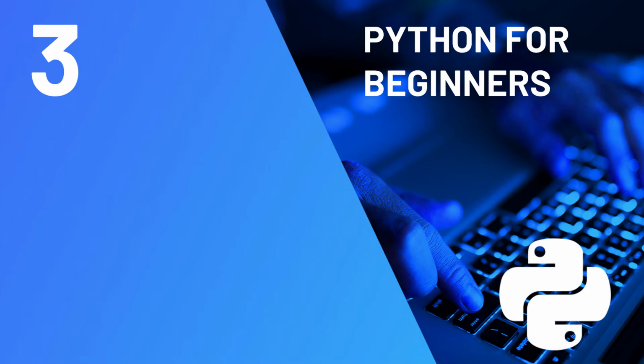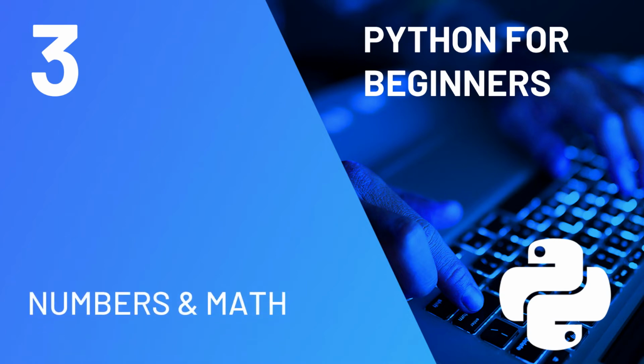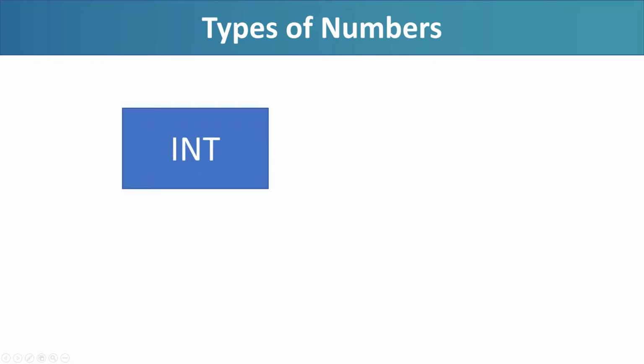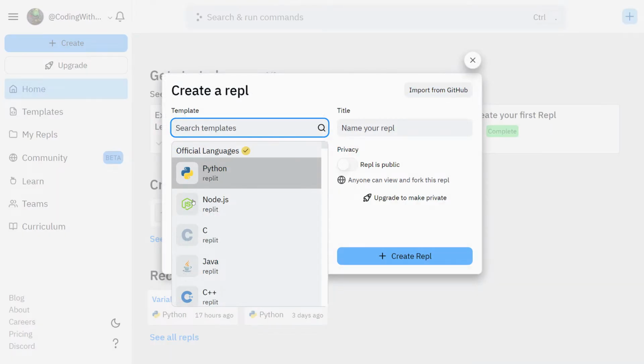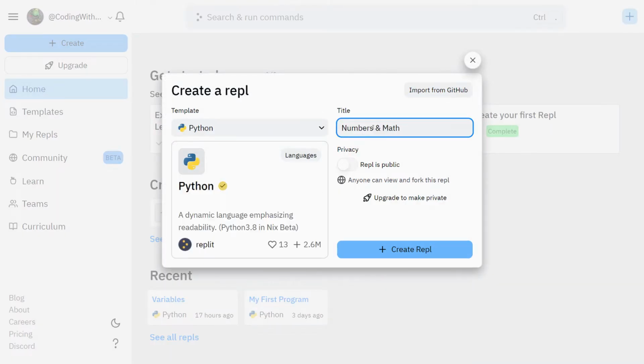Now that we know what a variable is, let's see what type of things we can store to a variable. In this video, we are going to learn about the basic number types, the int and the float, and how to do math with them. Let's create a new project and name it numbers and math.